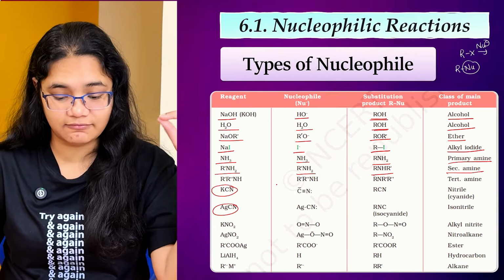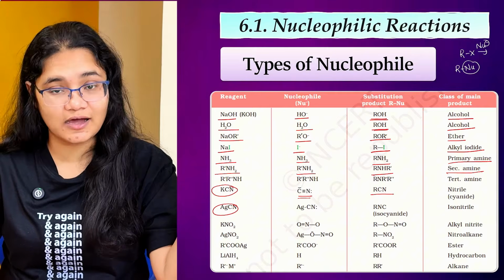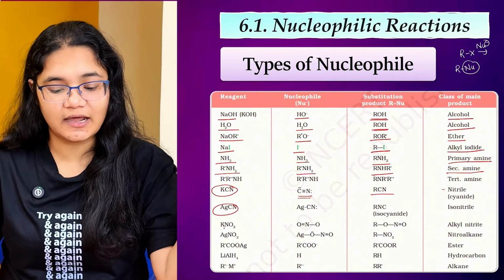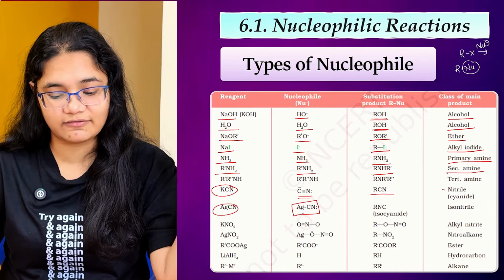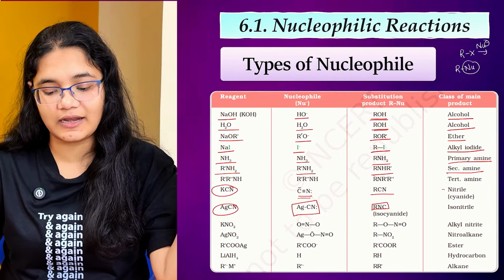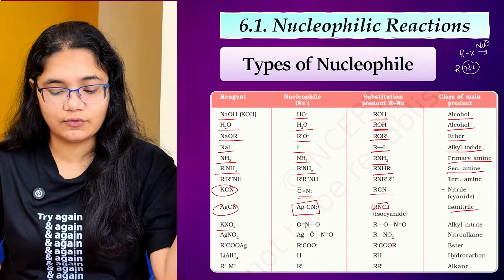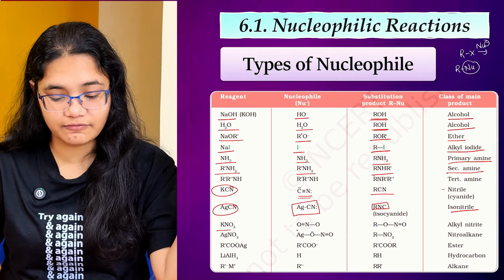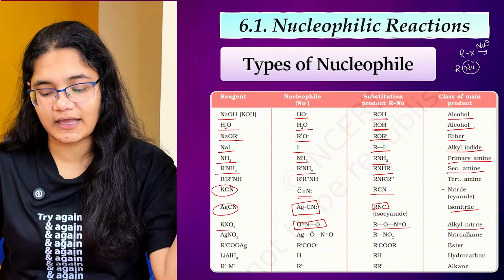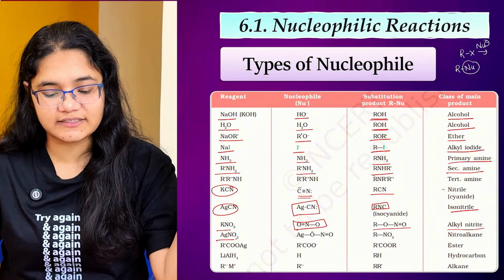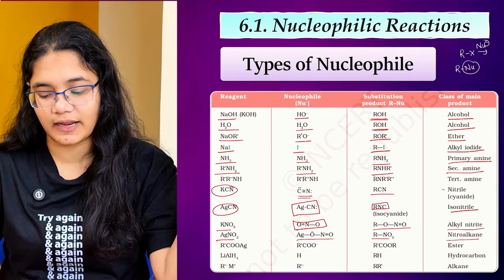If you use KCN, you will get CN minus as the nucleophile, and the product you will get is RCN, which is a nitrile. On the other hand, if you have AgCN, the nucleophile is AgCN itself, and you will get the product RNC, and this is an isonitrile. Next, if you have KNO2, here the nucleophile is ONO, and you will get RONO, which is an alkyl nitrite. Next, if you have AgNO2, you have AgONO, and that gives RNO2, and you will get a nitroalkane.